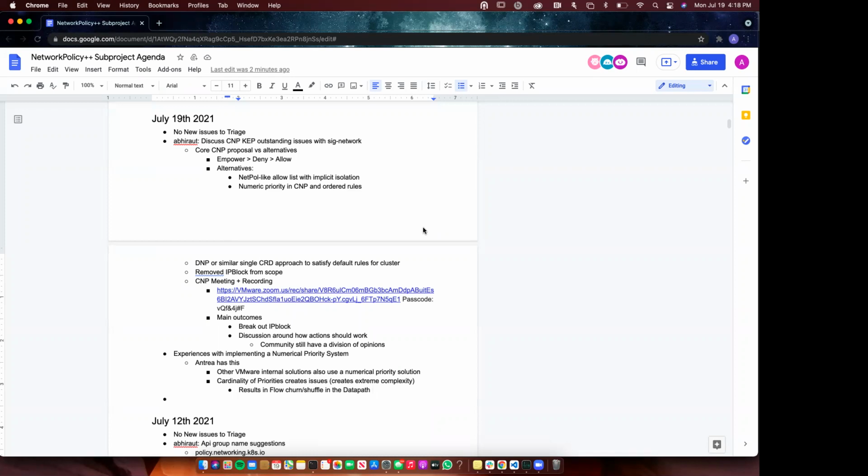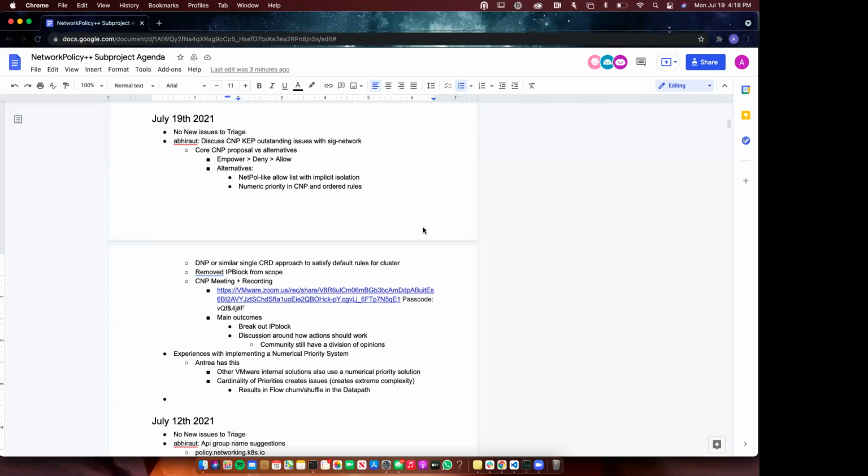So why did the discussion move from these two explicit priorities to this kind of infinite priorities between rules? First of all, I don't think we wanted the priorities to be infinite. That is the whole point I'm trying to make now.